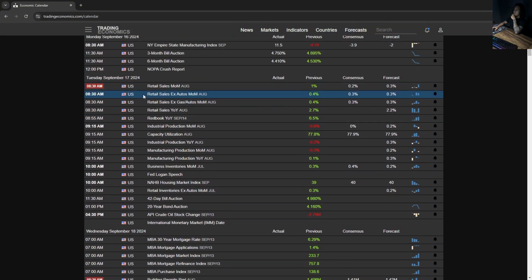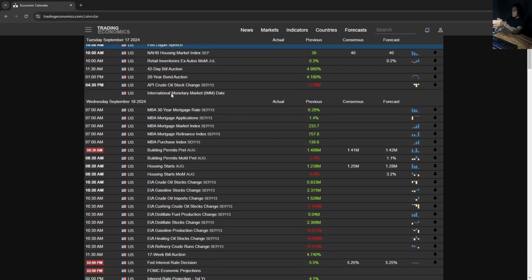We have economic data tomorrow, 8:30 a.m. Eastern. We do have retail sales to look out for. And let me see here if we have anything else. And just, I would say the Fed Logan speech one to look out for. But overall, I feel like markets are going to be mainly focusing on this retail sales.